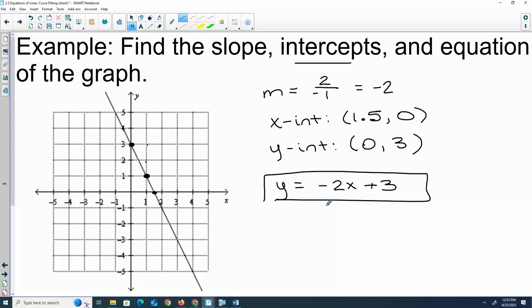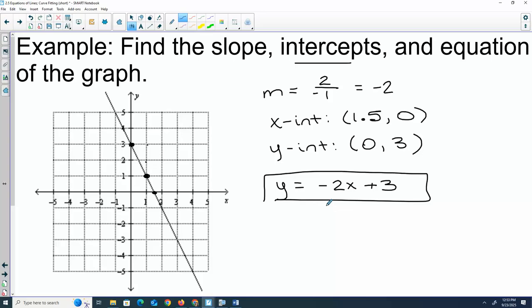All right, so you should be able to look at a graph, tell me slope, x-intercept, y-intercept, and write an equation from it. Any questions there? Okay, so two more pieces that we have to talk about: horizontal and vertical lines. We talked about them in terms of slopes. We know a horizontal line looks like this. What did the equation look like?